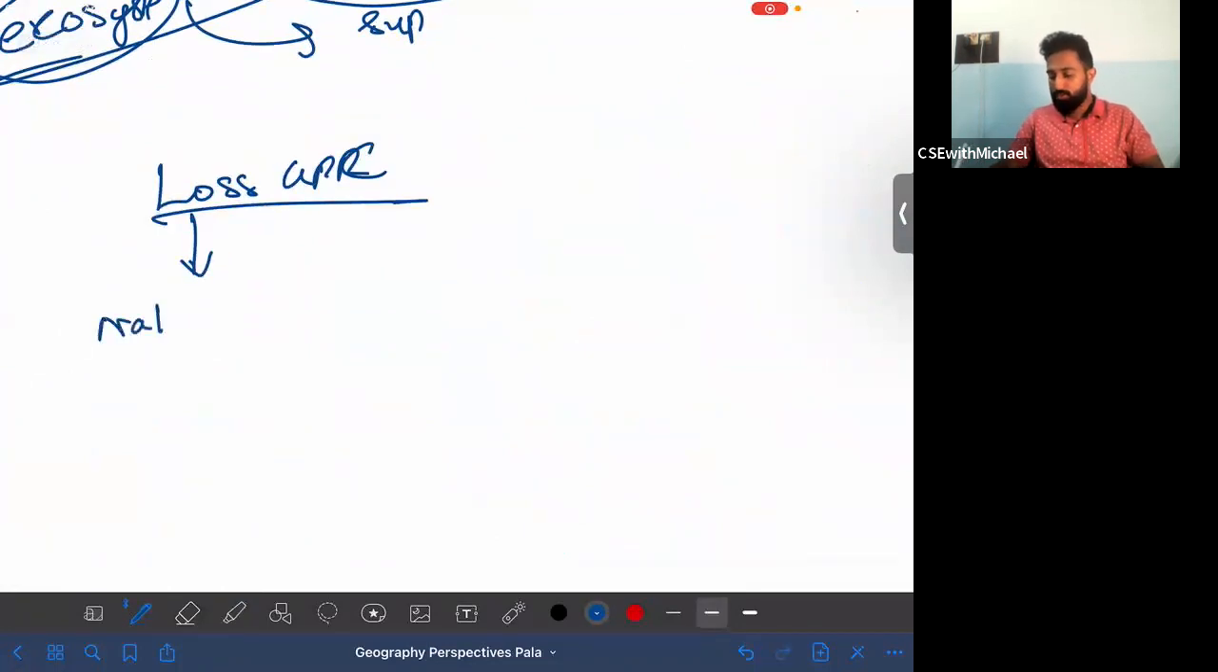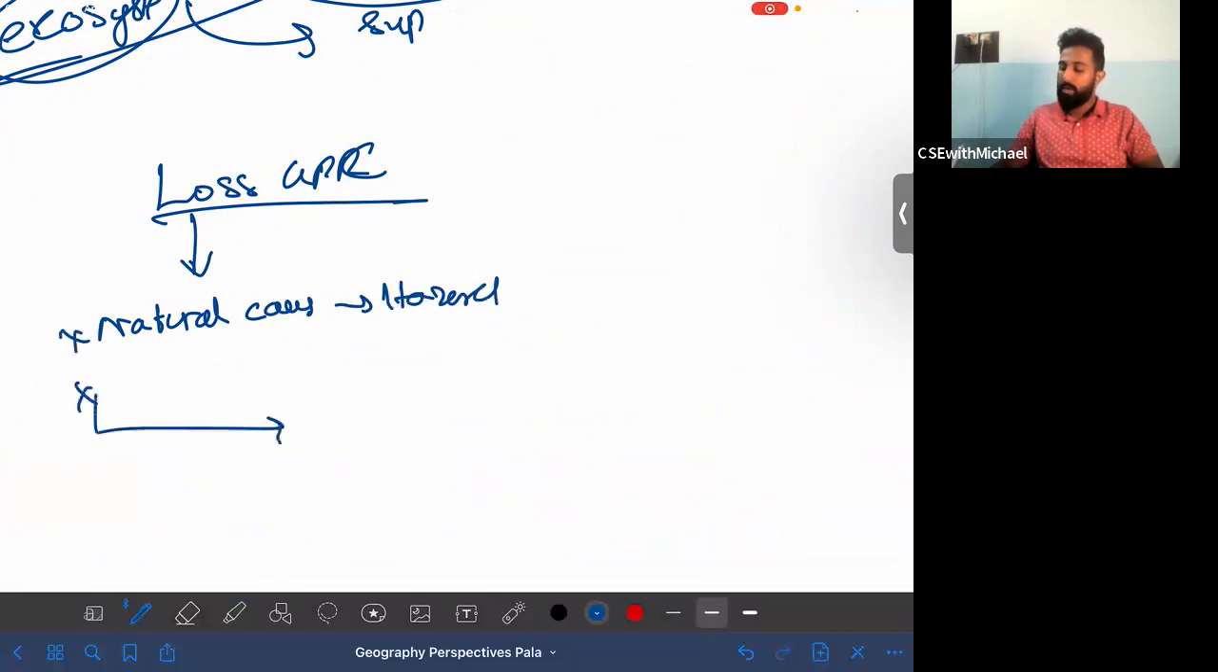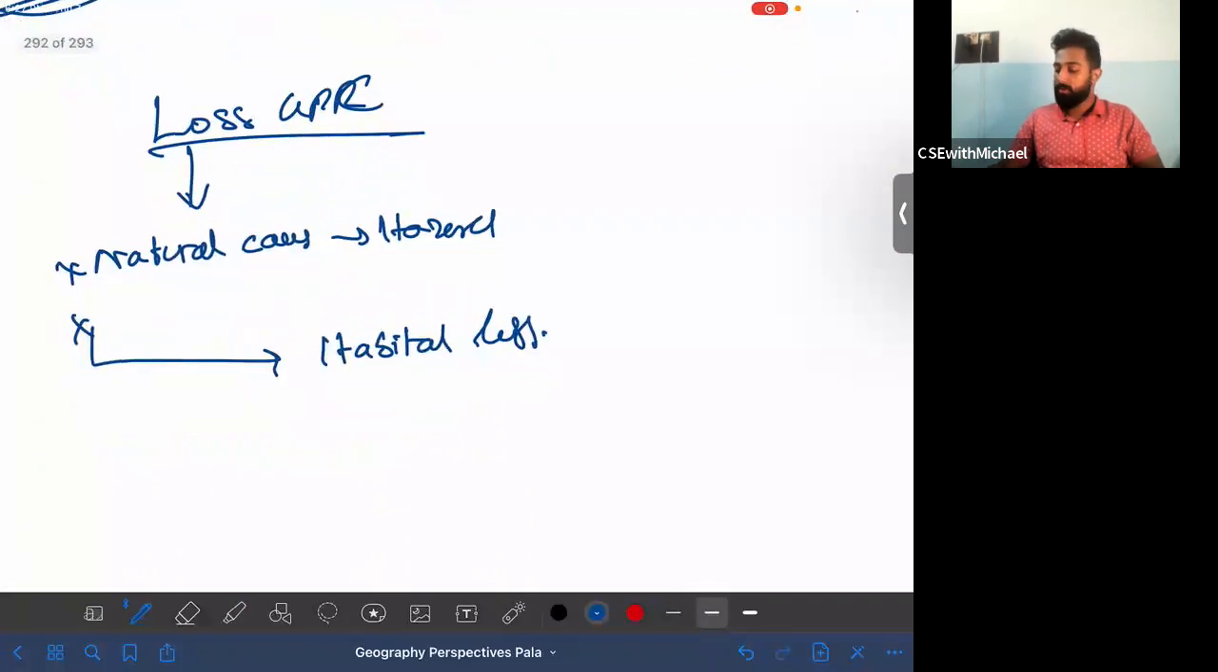One is natural causes. Hazards would be a reason. Then there are several other man-made causes. Man-made causes include habitat loss, basically due to destruction, deforestation, things like that, mining. Some things can be attributed.